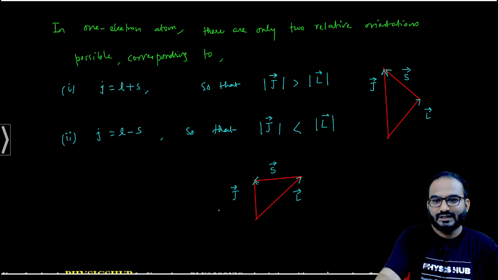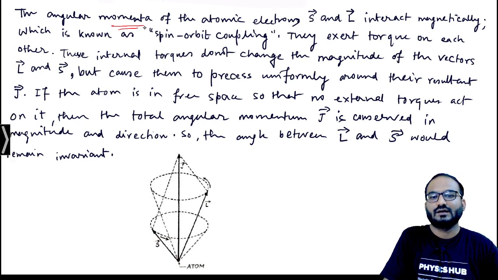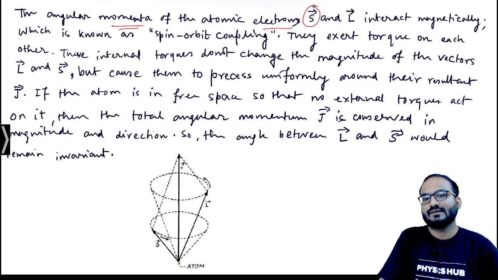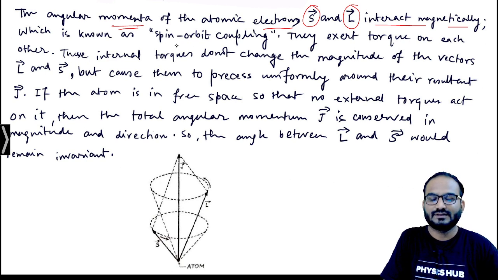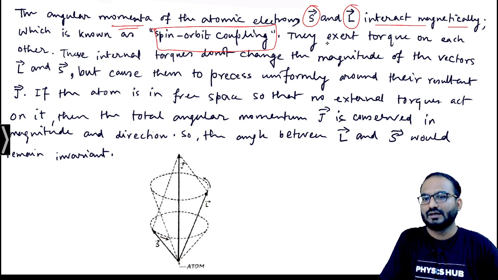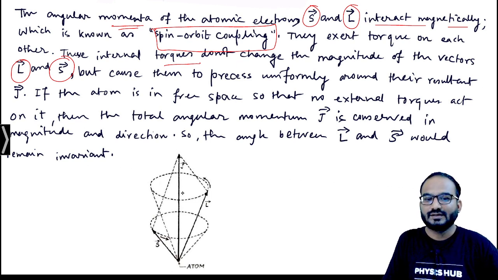Now let's get back to this. The angular momenta of the atomic electrons S and L interact magnetically. S and L interact magnetically, which is known as the spin orbit coupling. The coupling between L and S, that is called spin orbit coupling or LS coupling. They exert torque on each other. These internal torques do not change the magnitude of vector L and S, but they cause them to precess.